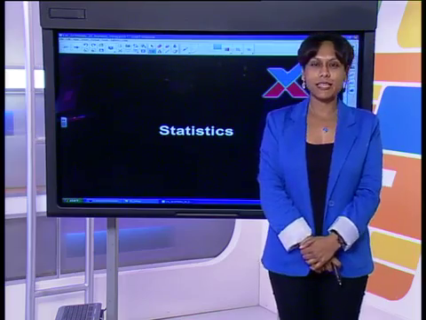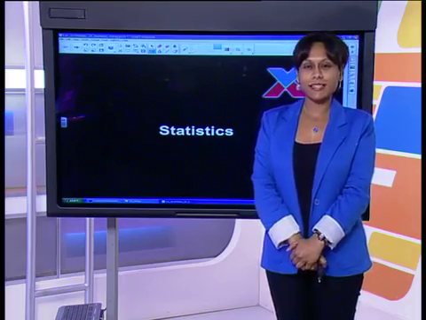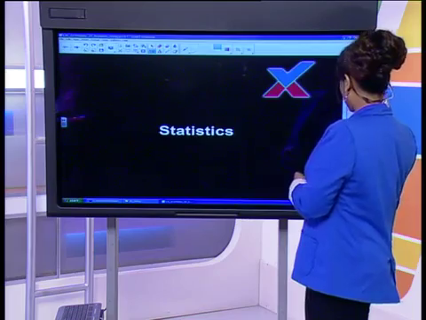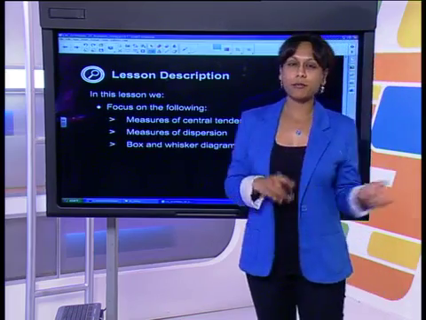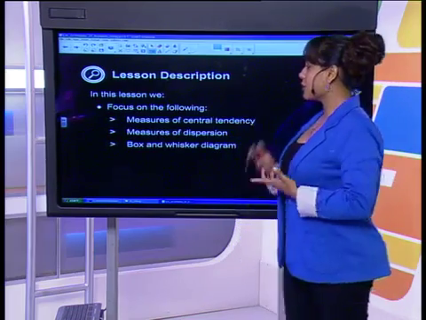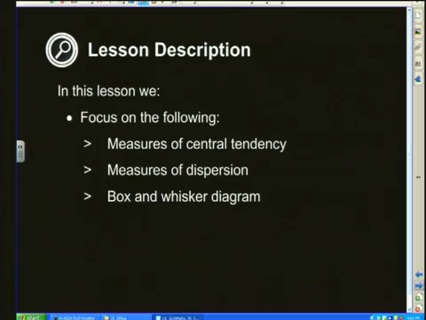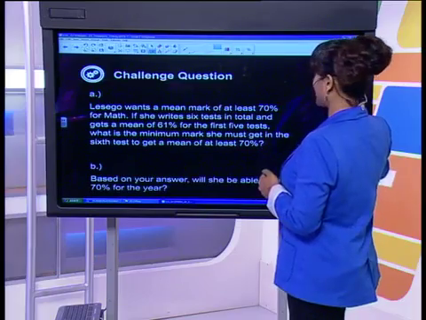Natasha, what do you have for us today? All right, guys. Well, grade 10, today we're looking at statistics, and we're going to be covering quite a lot. We're going to look at measures of central tendency. We're also going to look at measures of dispersion, and we're going to do the box and whisker diagram as well. So, Queen, can we get straight into it? Let's do it.